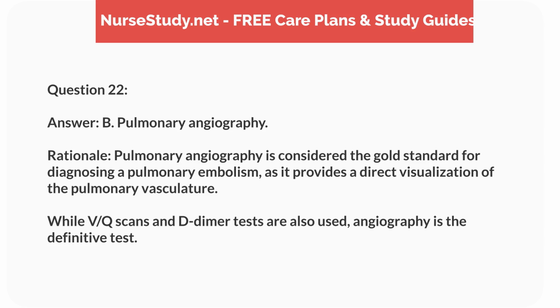Answer, B. Pulmonary angiography. Rationale: pulmonary angiography is considered the gold standard for diagnosing a pulmonary embolism, as it provides a direct visualization of the pulmonary vasculature. While VQ scans and D-dimer tests are also used, angiography is the definitive test.